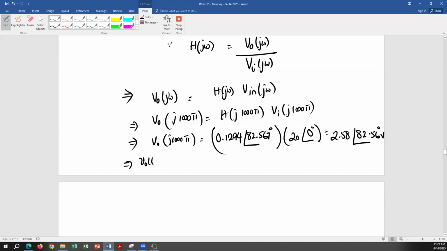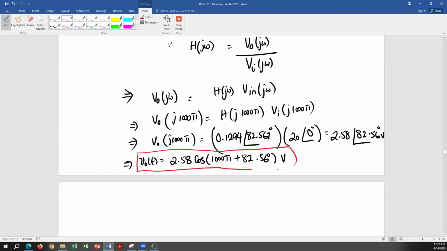Therefore, in time domain, the output voltage is given by 2.58 cosine of 1000 pi t plus 82.56 degrees. If you know the transfer function of a circuit, and most of the time when you are dealing with filters you know the transfer function, you can calculate at any frequency for any input the output at that specific point, both the magnitude and the phase values.